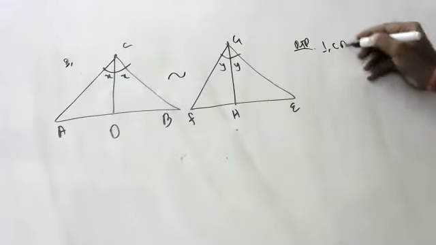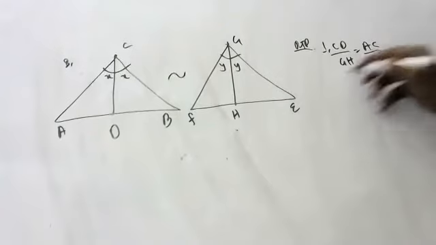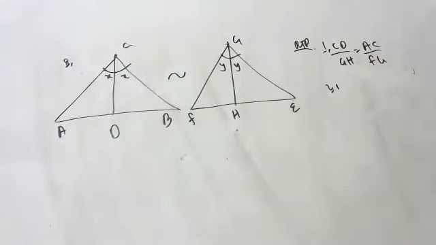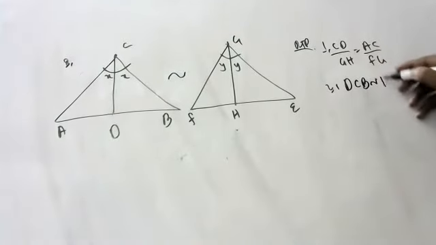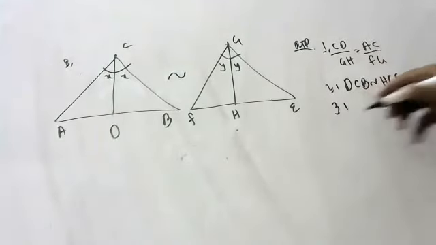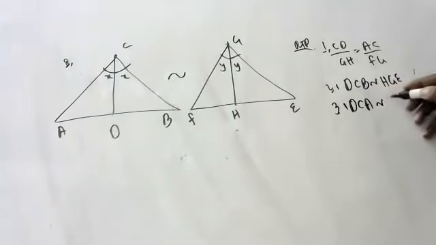First, we have to prove CD by GH is equal to AC by FG. Second proof, we have to show that DCB is similar to HGE. Third proof, we have to show that DCA is similar to HGF.